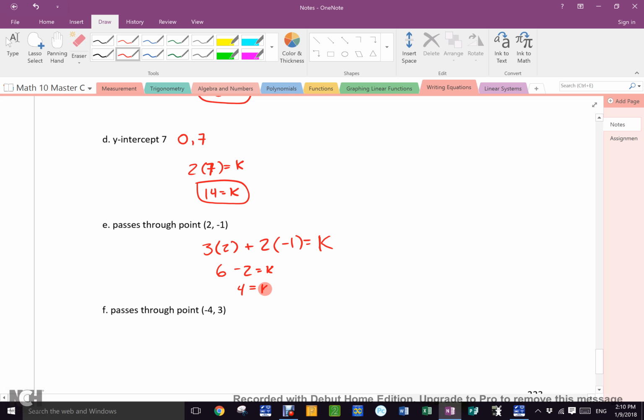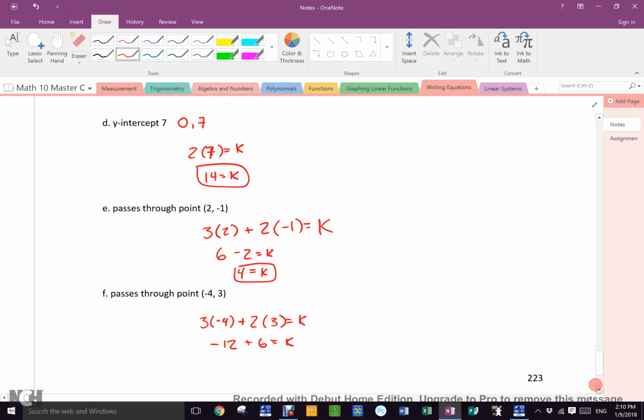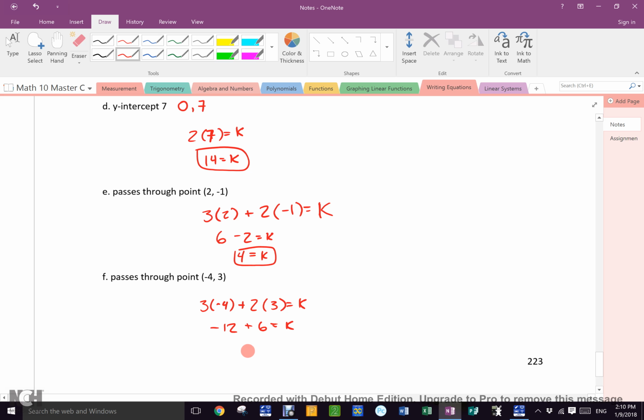It's just subtraction. And what's this one? 3 times -4 plus 2 times 3 equals k. 3 times -4 is -12 plus 6 equals k. What's -12 plus 6? And I'm done. Why did I do this to you?